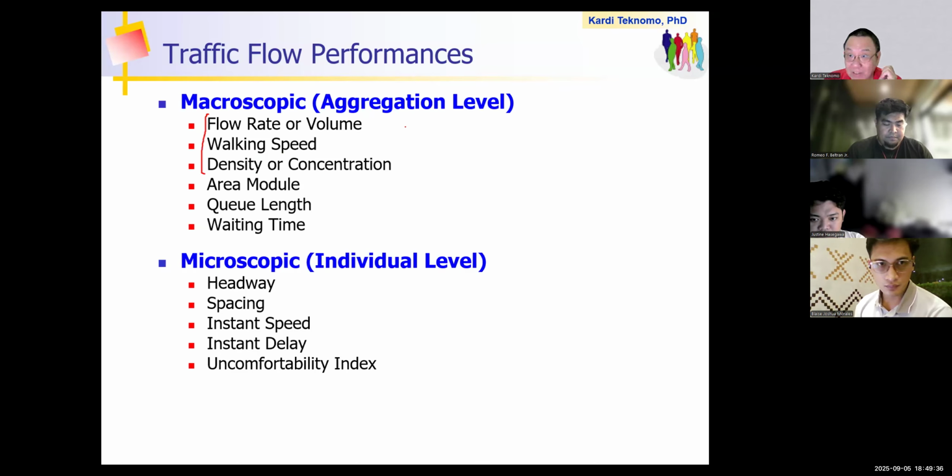So the most important is these three. Okay? The flow rate, the speed, and the density, in the macro level. And then headway is very important that you need to get this as your data. Okay. The others you can derive.